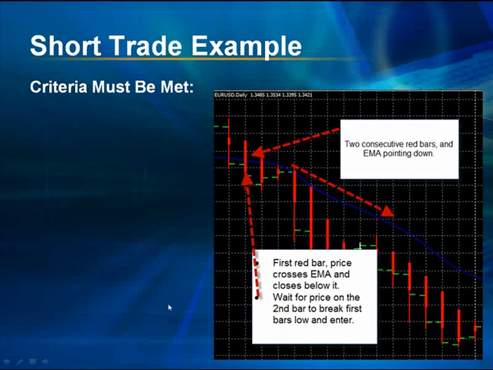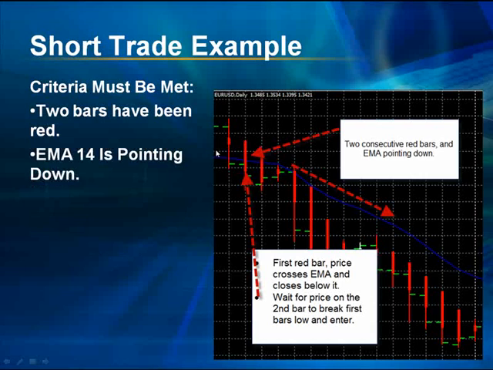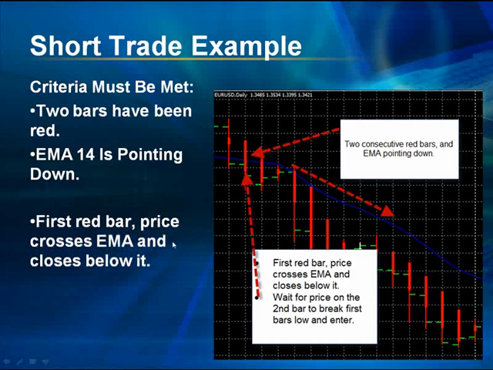So let's just take a look at an example on the presentation here, and then we're going to show you some examples on the MetaTrader charts themselves. So looking here, we have a screenshot of a chart. We look to see that our criteria has been met. We have 2 consecutive red bars, and the EMA 14 is pointing downwards, and it is sloped downwards in this case. It just has a slight slope at this point, but it's still sloped downwards. So that criteria has been met.